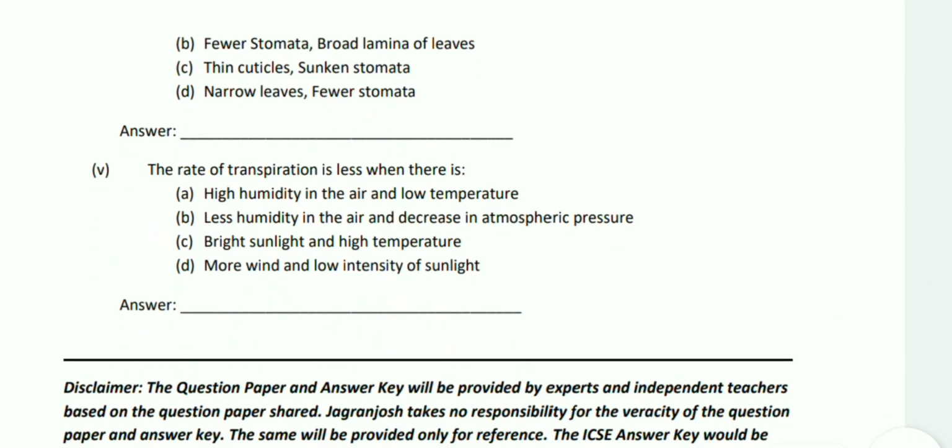And the final question is, the rate of transpiration is less when there is high humidity in the air and low temperature. That is option A. And that's, my friend, your ICSE biology paper.